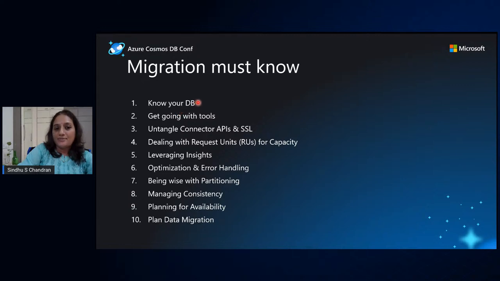So this is mostly from a developer perspective, but covers some of the architectural concepts that we need to be aware of when moving from Cassandra to Cosmos DB. The first one is to know your DB, then you get going with tools. The third step is understanding the connector APIs and the SSL setup needed. And very important, dealing with request units for capacity. Then making use of insights to understand what is really happening there. Optimization and error handling. And then making good use of partitioning. Managing consistency, availability, and finally planning your data migration from on-prem to Azure Cosmos DB.